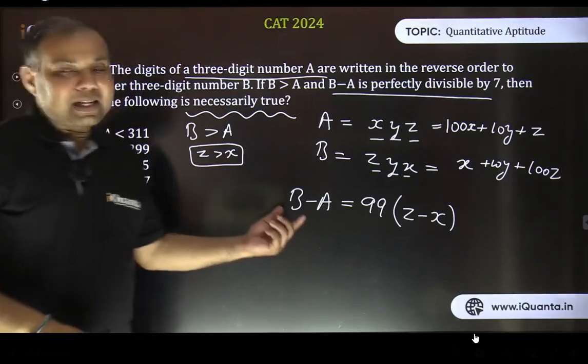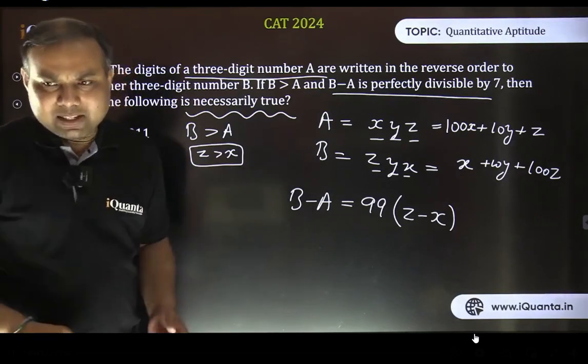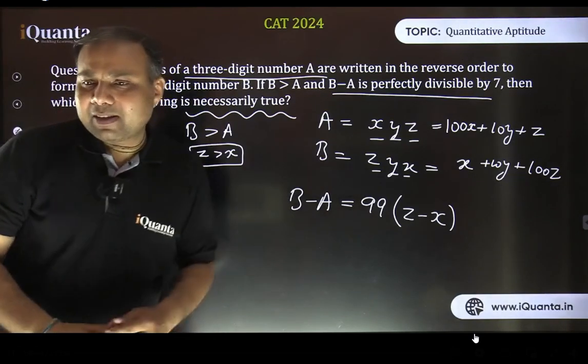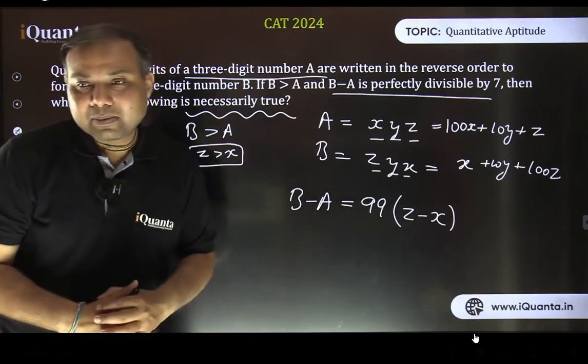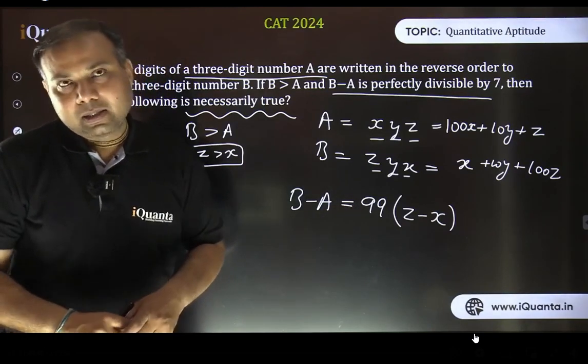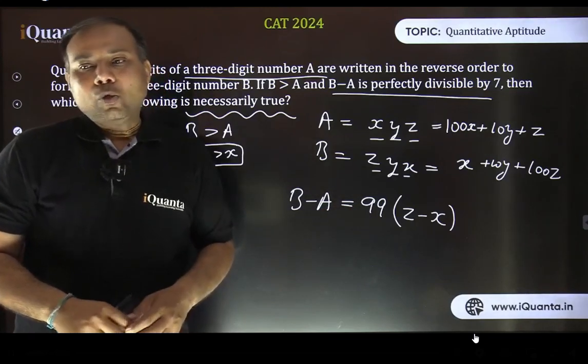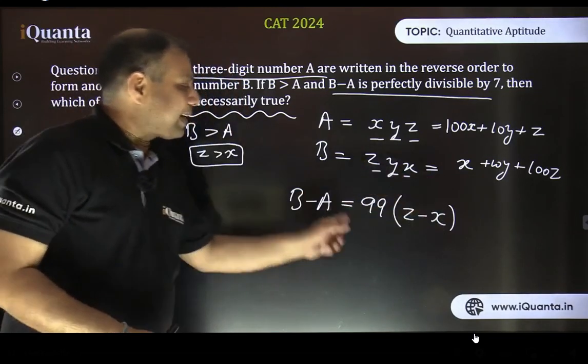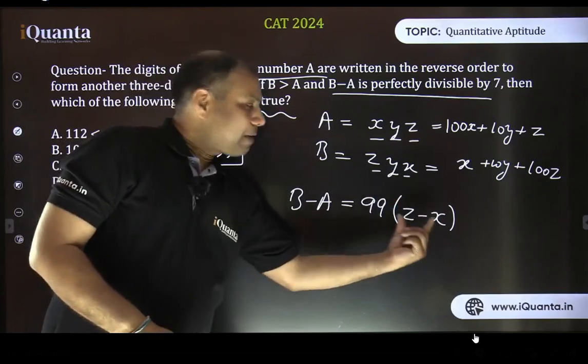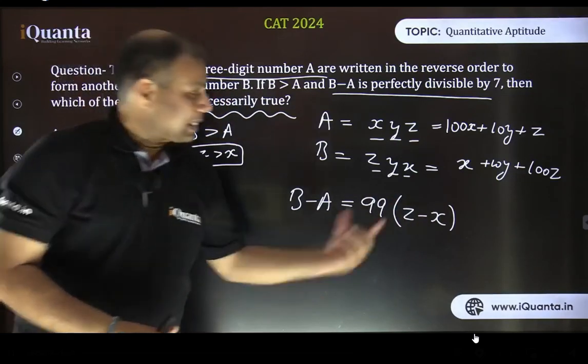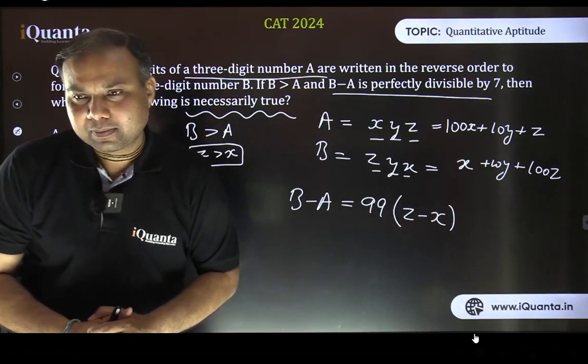Now, what is given about this B minus A? That it is divisible by 7. Okay, is 99 divisible by 7? It's not. Now 14 sevens are 98. So 98 is divisible, but 99 is not divisible by 7. So for the right hand side to become divisible by 7, Z minus X must be divisible by 7, right?